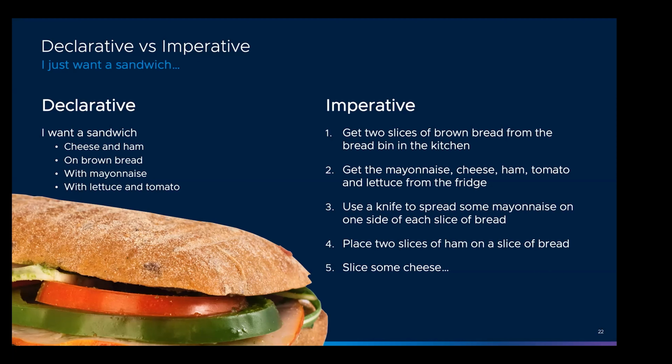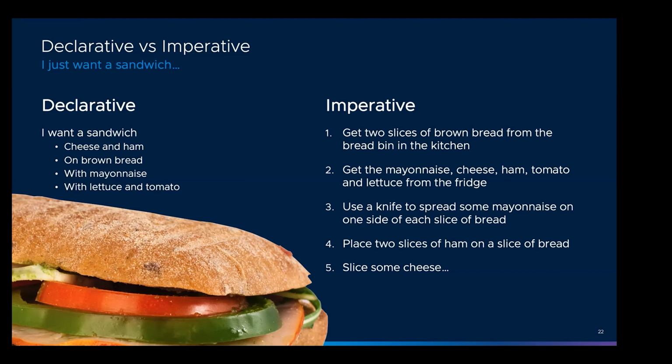So when we talk about a declarative approach, if I want a sandwich, which I'm quite hungry now, I do want a sandwich, but I don't want to make the sandwich myself. I want to describe the sandwich and have that sandwich made for me. So with the declarative approach, I describe or I declare what the end result should look like. So I might say, I want a cheese and ham sandwich on brown bread with mayonnaise, lettuce and tomato. That is sounding like lunch right now.